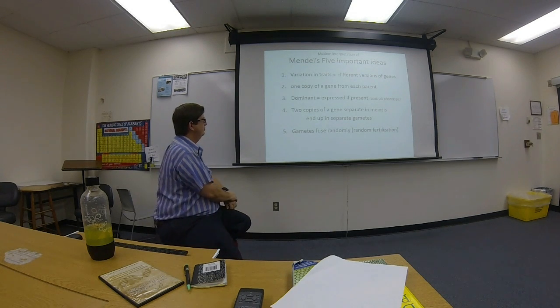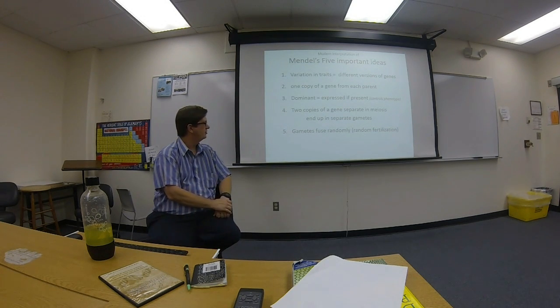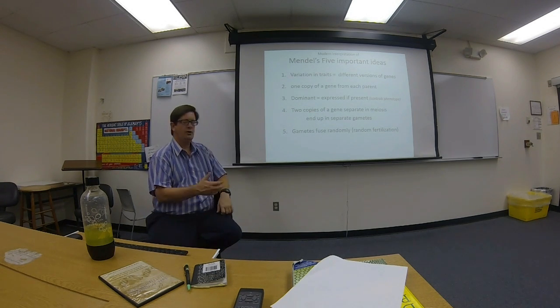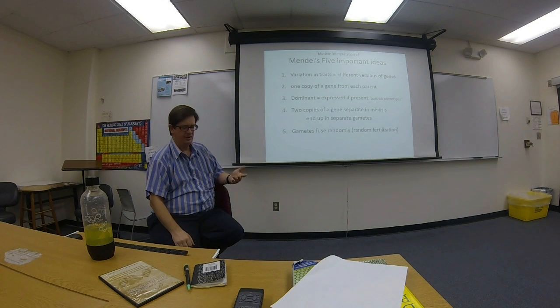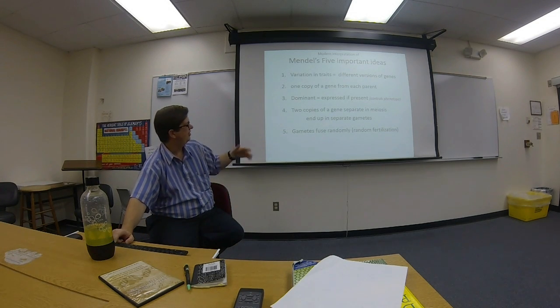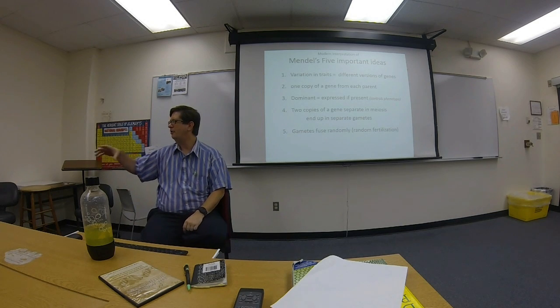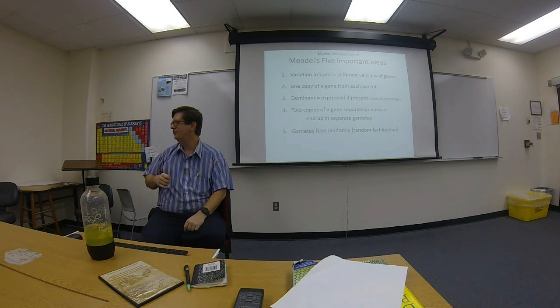The 2 copies of a gene get separated during reproduction, in preparation for reproduction. They end up in separate gametes. And it's random fertilization. It happens randomly. You never know what the offspring is going to be. It could be this way, it could be that way. Remember our little sperm that was wearing the mining hat and it got lost?